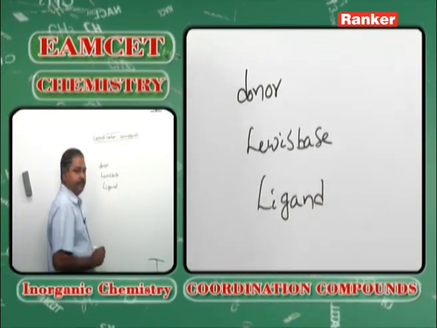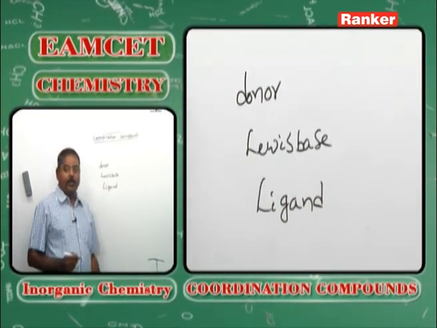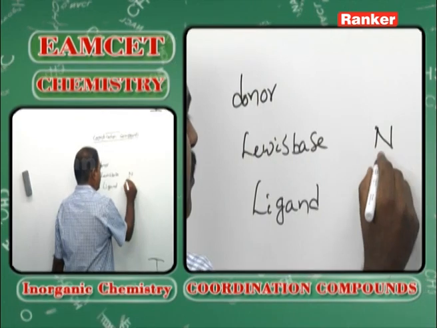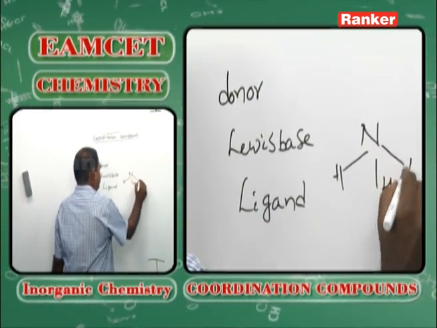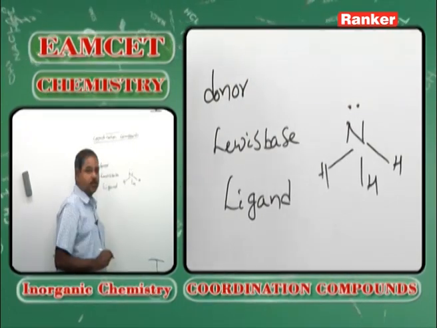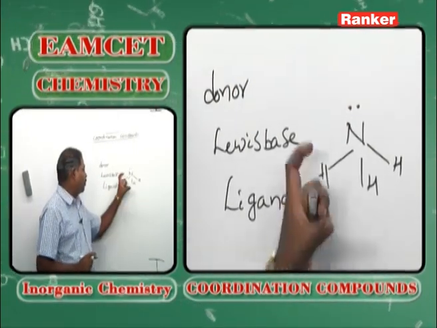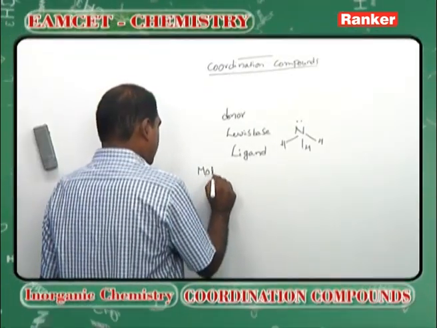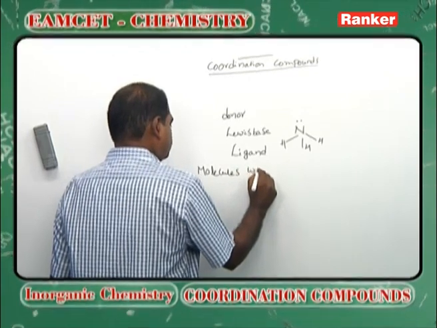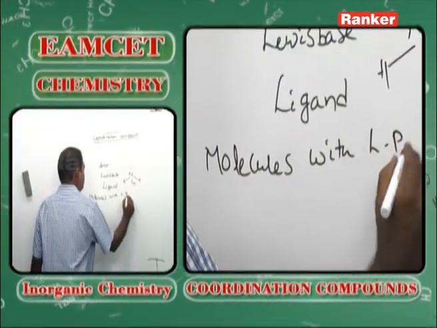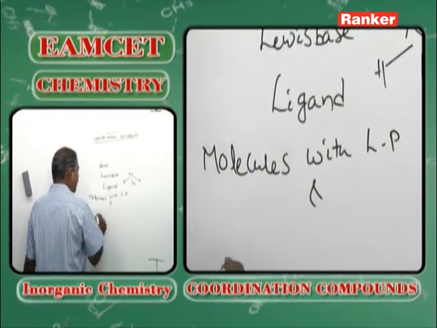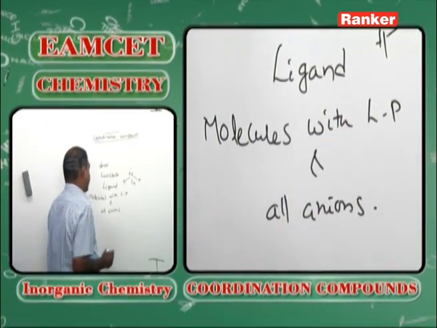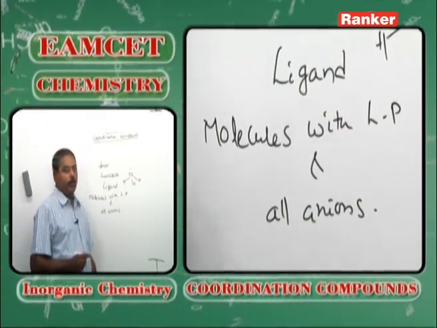A ligand. So, who will donate a pair of electrons? Those who have pairs of electrons, molecules with a lone pair on the central atom. NH3, it has a lone pair of electrons which is likely to disturb the bond pairs. And molecules with a lone pair on the central atom, and all anions, negatively charged ions, can act as ligands, donors, Lewis bases.